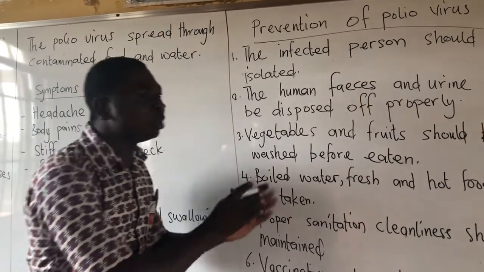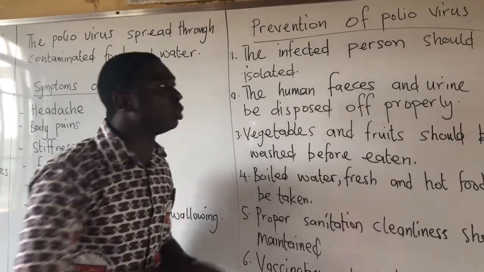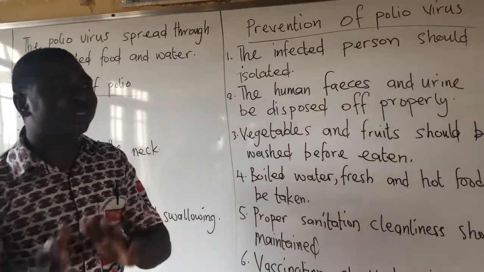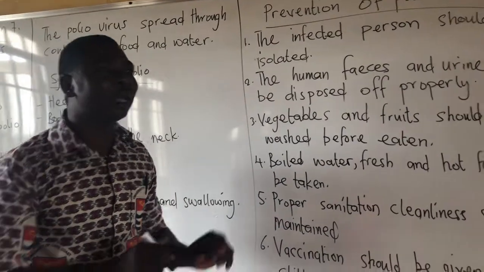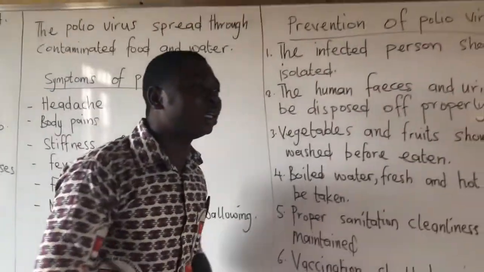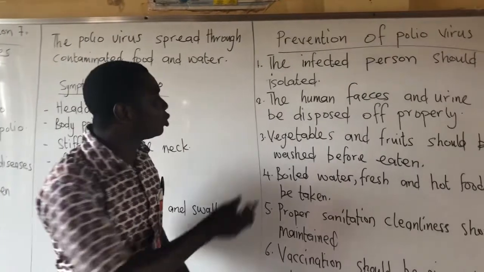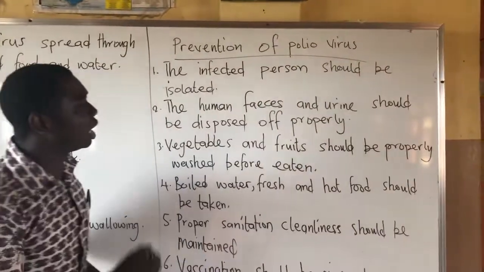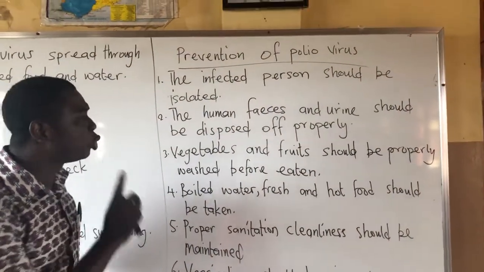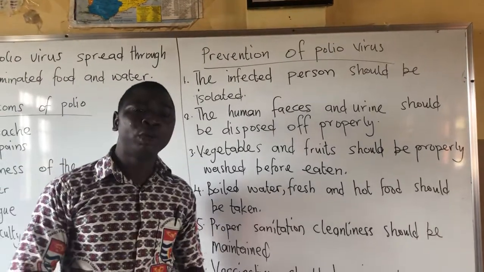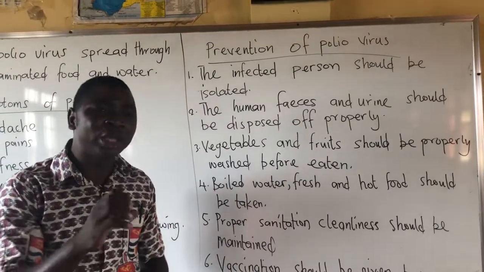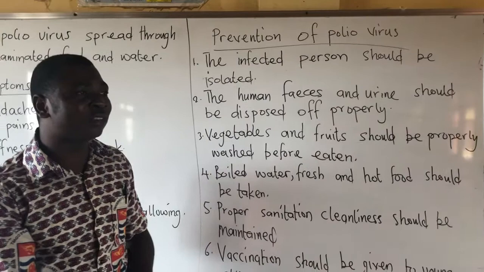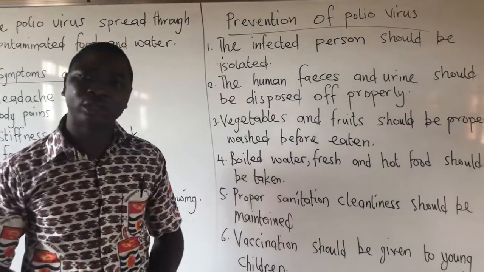So we have to separate that infectious person from the midst of people, so that others will not get it. Another thing is what? The human feces and urine should be disposed of properly, because this virus can be in the feces or the urine.